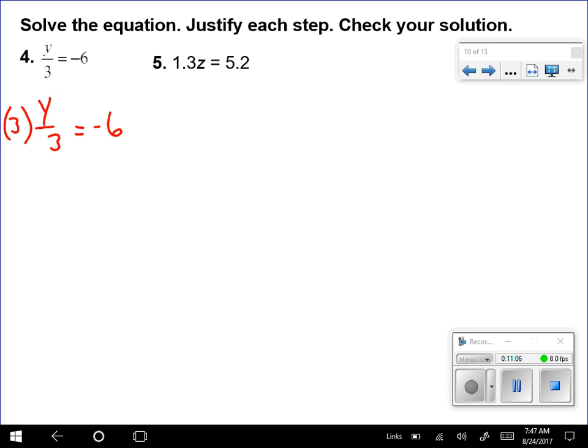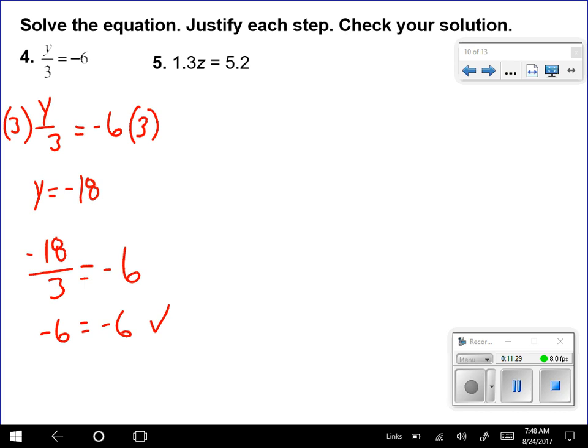The multiplication property of equality says, okay, you can multiply anything on this side, but to keep it equal, you better multiply it over here as well. So y is going to be equal to negative 18. If I'm going to check that really quick, negative 18 divided by 3, does that equal negative 6? Yes, it does.